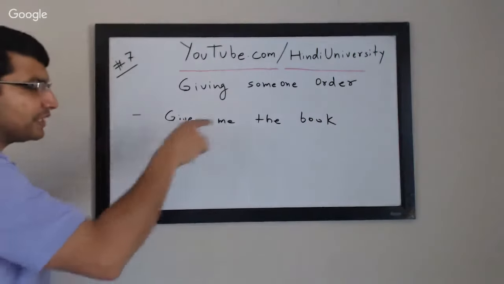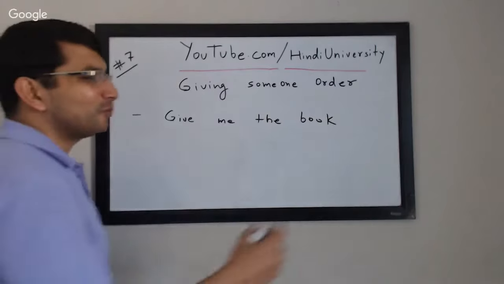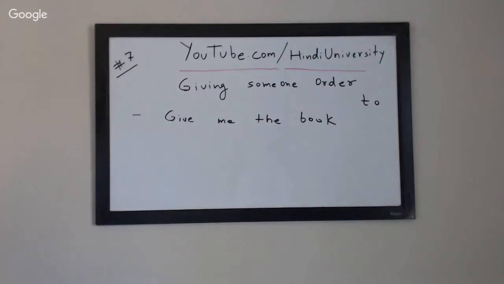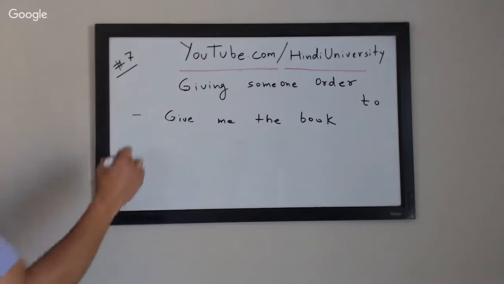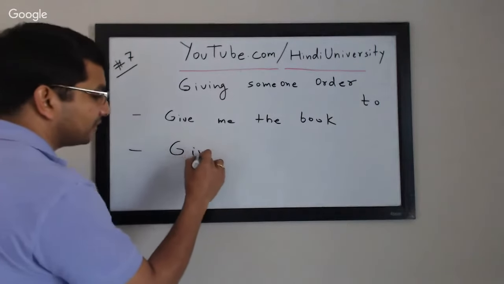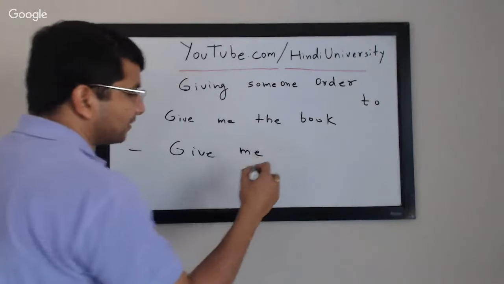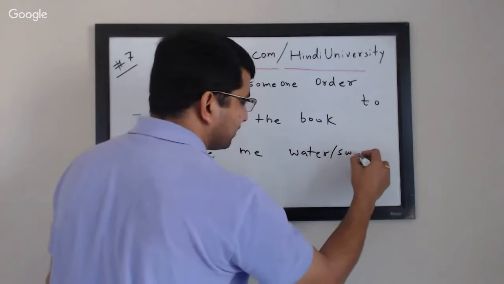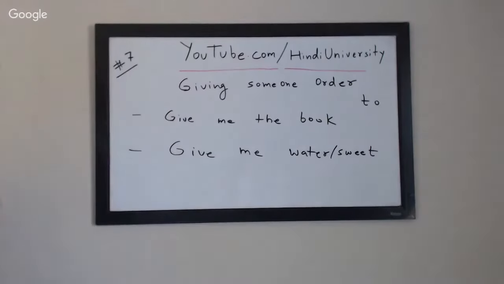Now in the sentence you can see that throughout the sentence there is no "to," right? So it can be really tricky if you are translating word by word. That's not how it works. Now what about other scenarios like give me dinner, or give me water, or sweet, anything, right? Things that you really want to demand. How do you say these things? When you want to order.